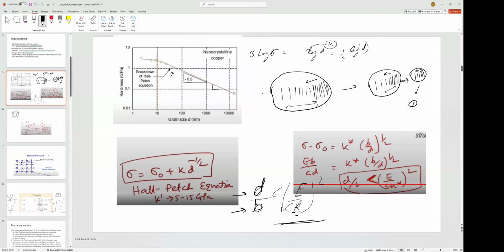So after this point, your Hall-Petch relationship starts to break down, after around 10 nanometers. And yeah, this is called the inverse Hall-Petch effect, where the particle size is so small that only a single dislocation can exist.